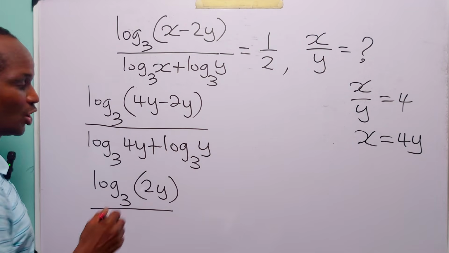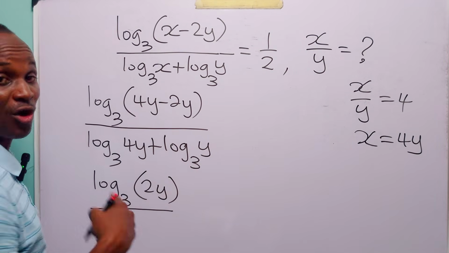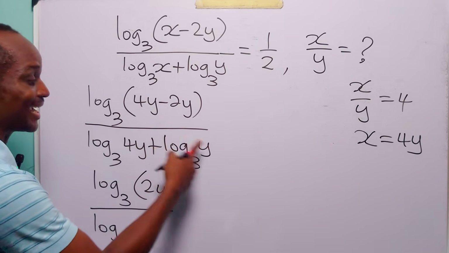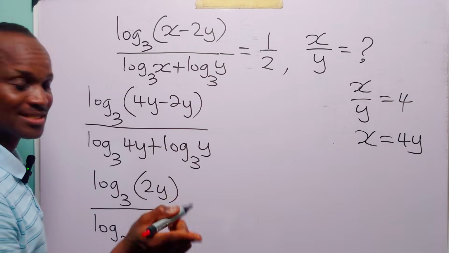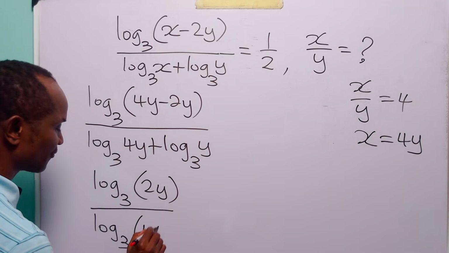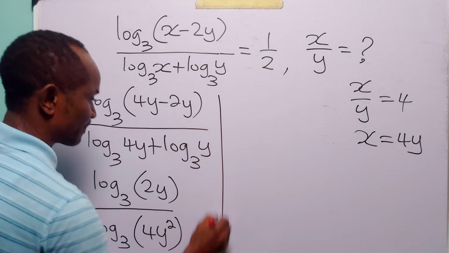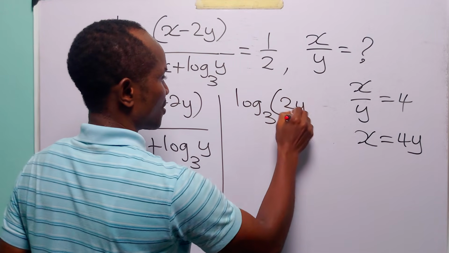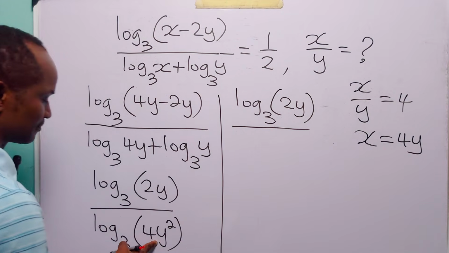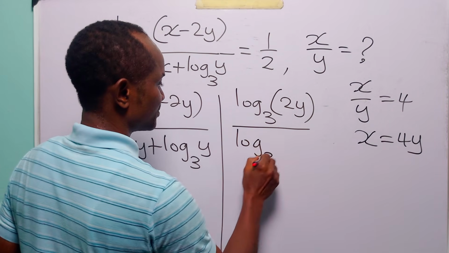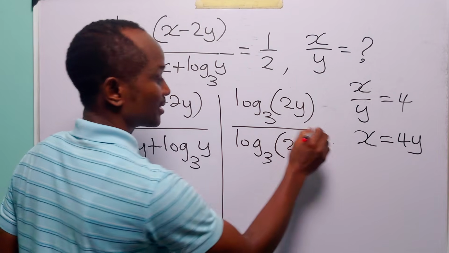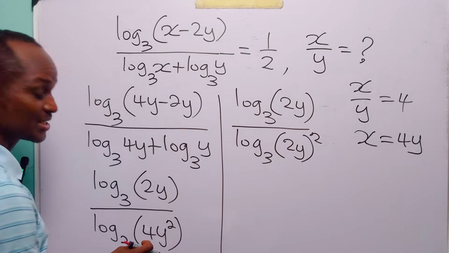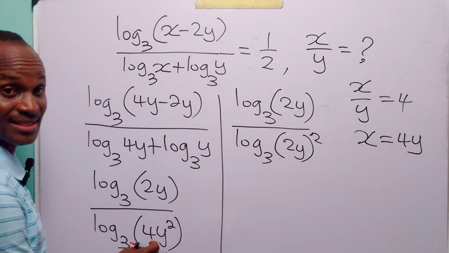And in the denominator, to add these two logarithms, of course, you know that we are going to have log to base 3 of 4y times y, which is 4y squared. So here we have log to base 3 of 4y squared. Now this can be written as log to base 3 of 2y divided by log to base 3 of (2y) squared. Because of course you know that when we get rid of this bracket, we have 2 squared, which is 4, and y squared, which is this.